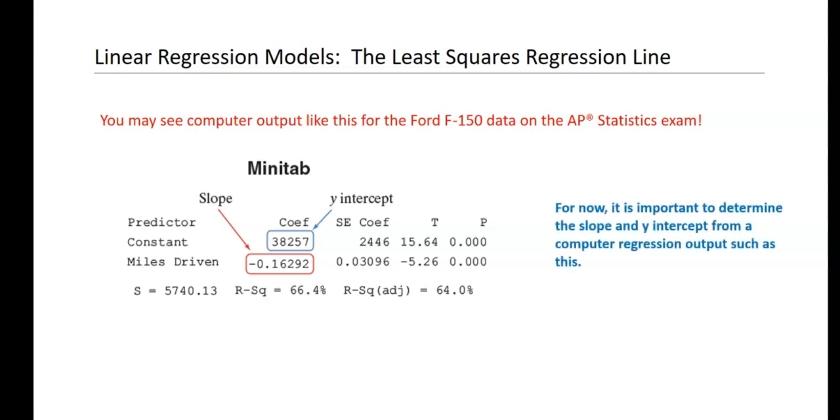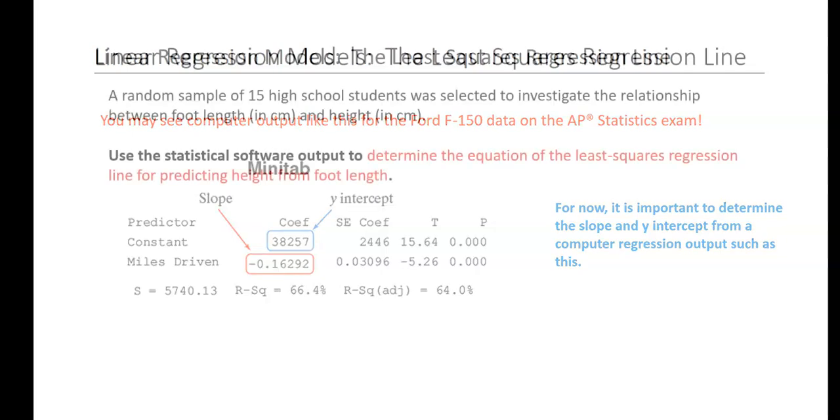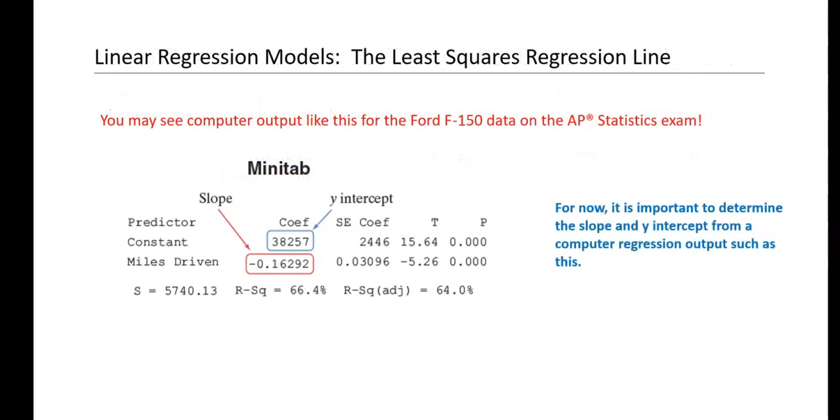Don't use R squared adjusted. We don't use that. But the two main ones you need are the y-intercept and the slope, which are labeled there. For now, that's all you need, really. I was just talking ahead there.